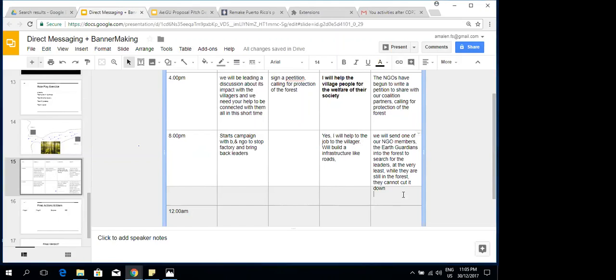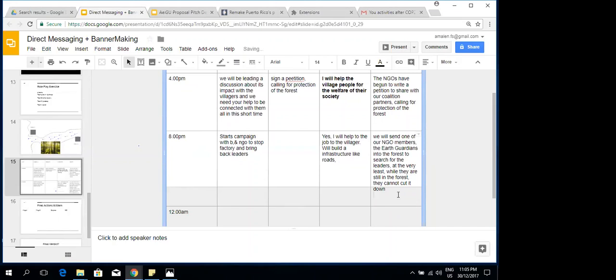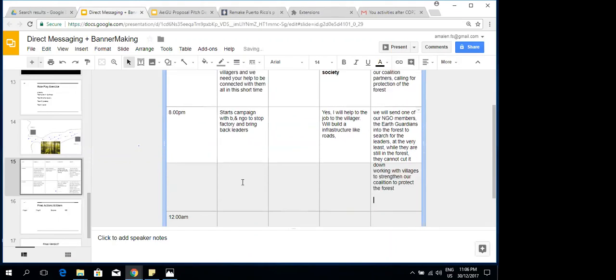Can you be a bit more clear on what you mean by strengthen the coalition? We're still in discussion of how our coalition will attack and work to stop the corporate activity in the forest, but we have not reached agreement. Okay.